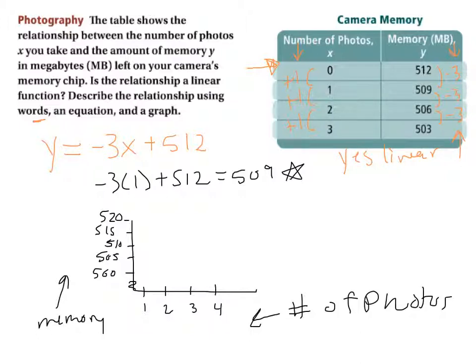So I'm going to graph each of these. At 0, it was at 512. So 512 is about right here. Plot that point. At 1, it's at 509. At 2, it's 506. At 3, it's 503. Again, it should be roughly a straight line.